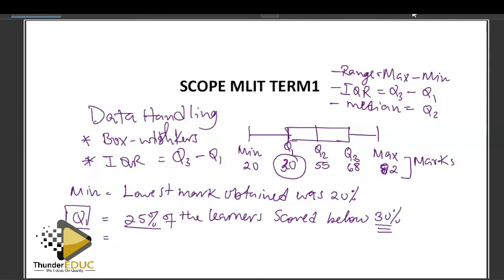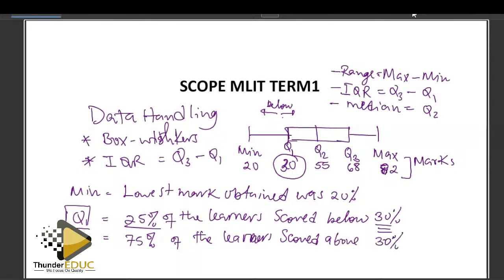The other explanation for Q1: whatever is on the left of Q1 becomes below, and whatever is on the right becomes above. So if 25 is out of 100, the right side means 75. We shall say 75% of the learners scored above 30%. This is one way of explaining the values of Q1.